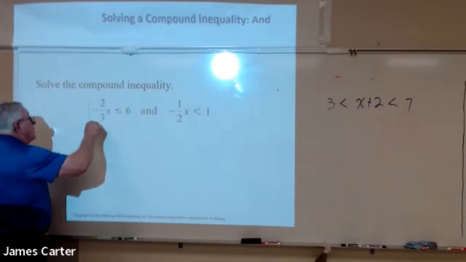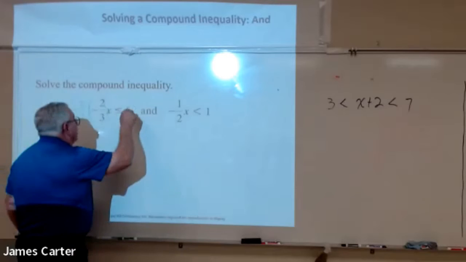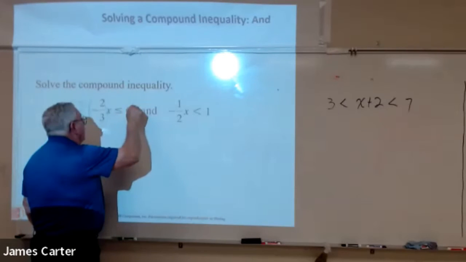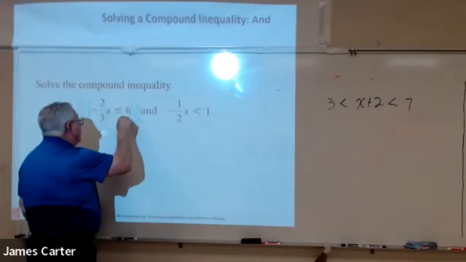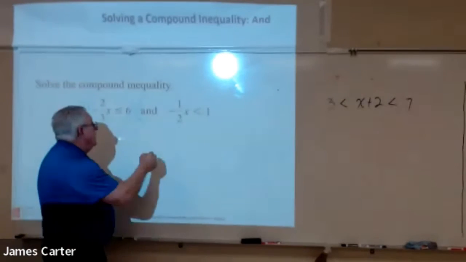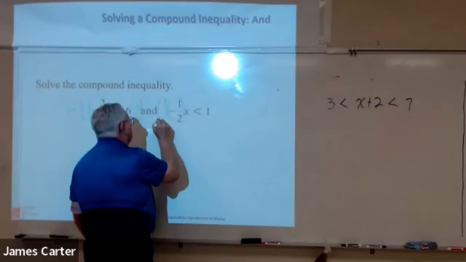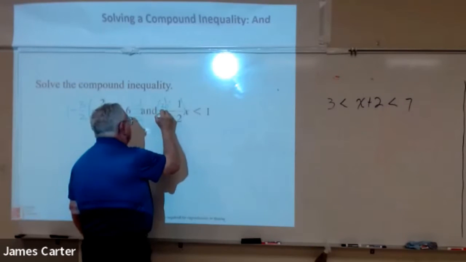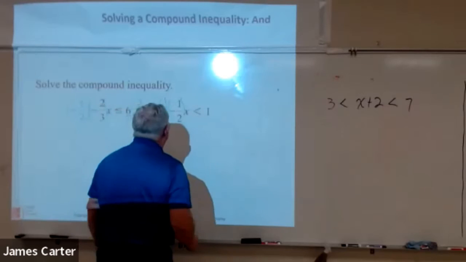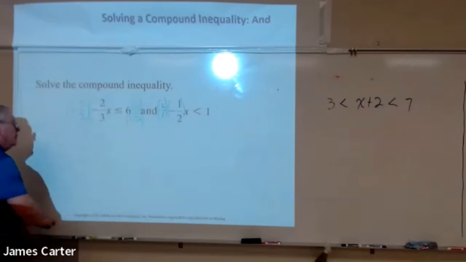So I'm going to take this by negative 3/2 and this by negative 3/2. I'll put that over 1 just to make it easy. This one I take times negative 2/1. And that's just 1. So I don't need to mess with it yet.